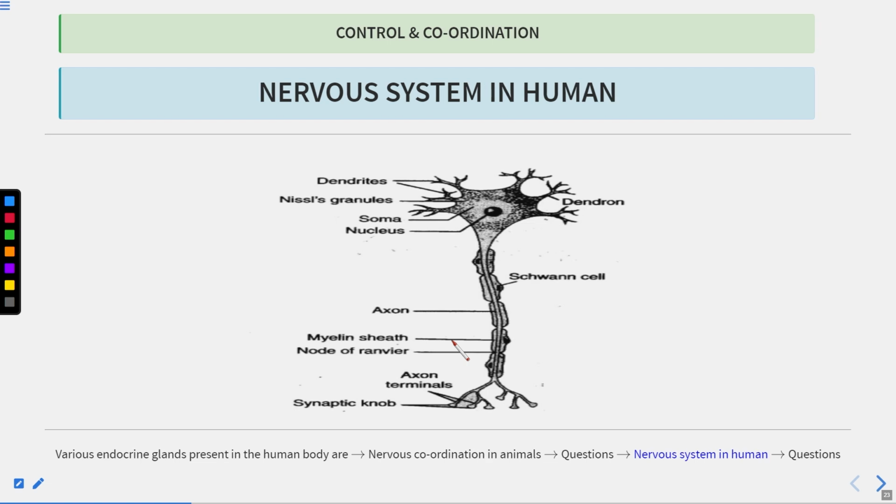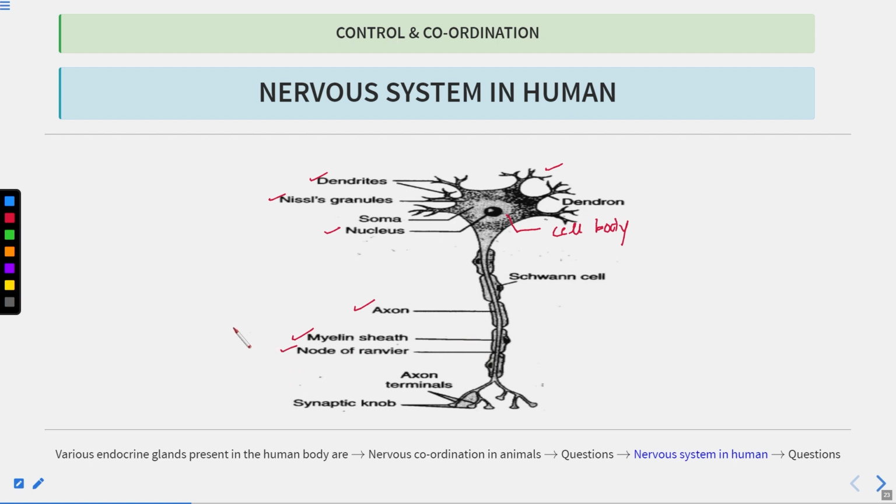Now this is the typical structure of the neuron. Here you can see these are the dendrites, and then this is the cell body. It has the nucleus. Then Nissl's granules are present. This is the axon, which is covered by the myelin sheath. This myelin sheath is produced by the glial cells. Then this is the node of Ranvier.